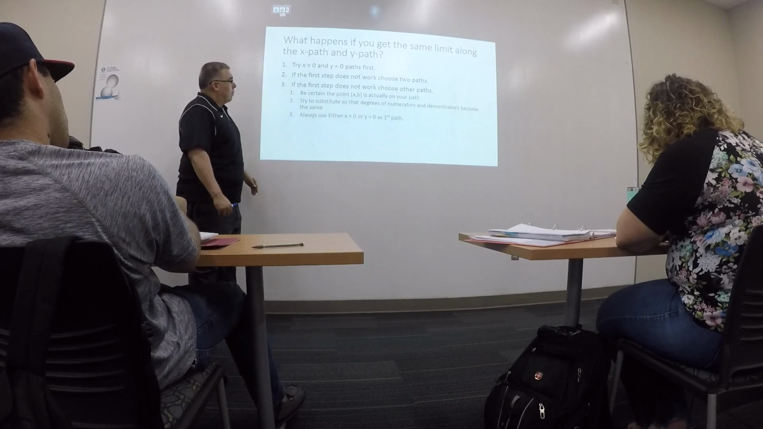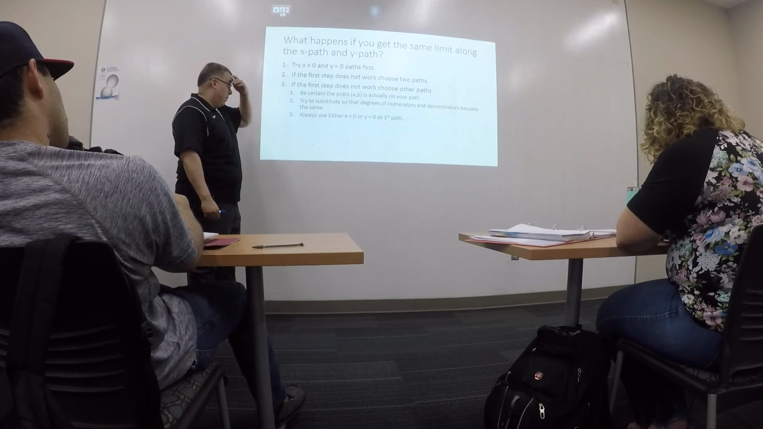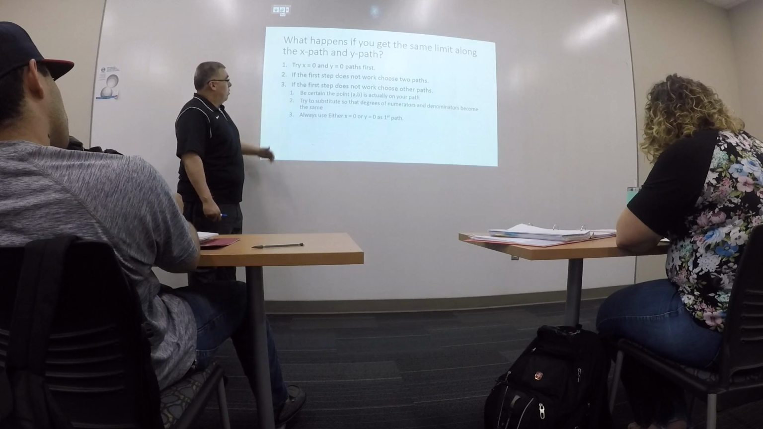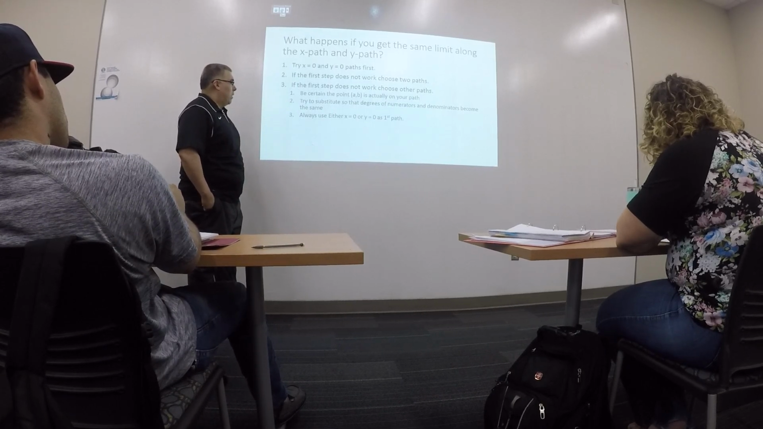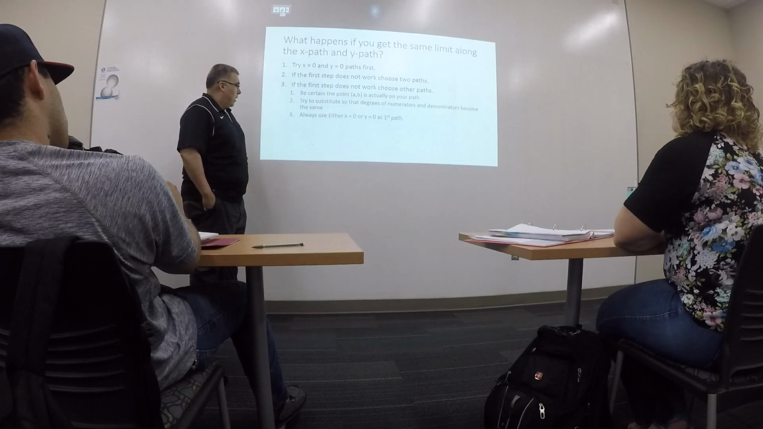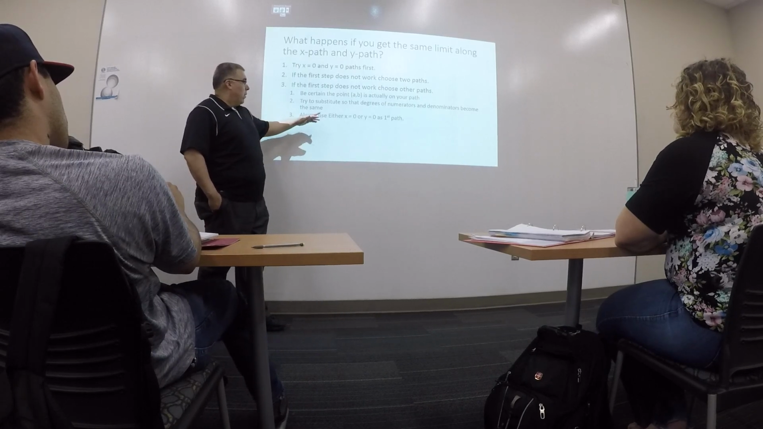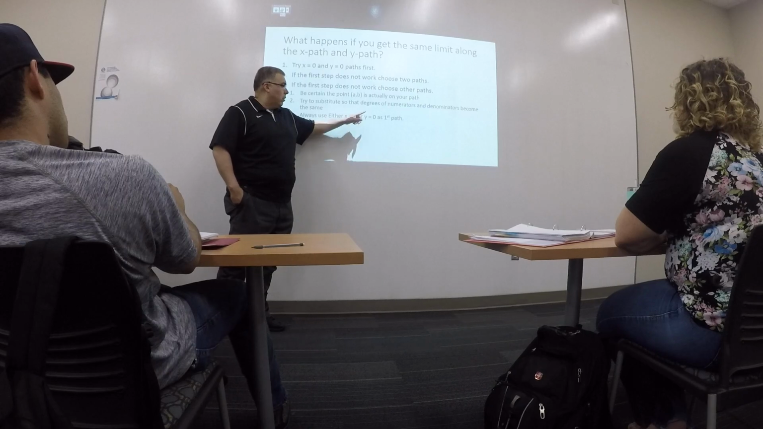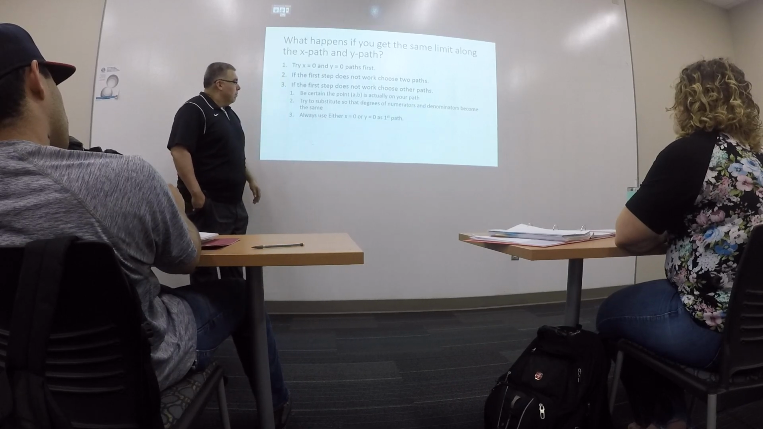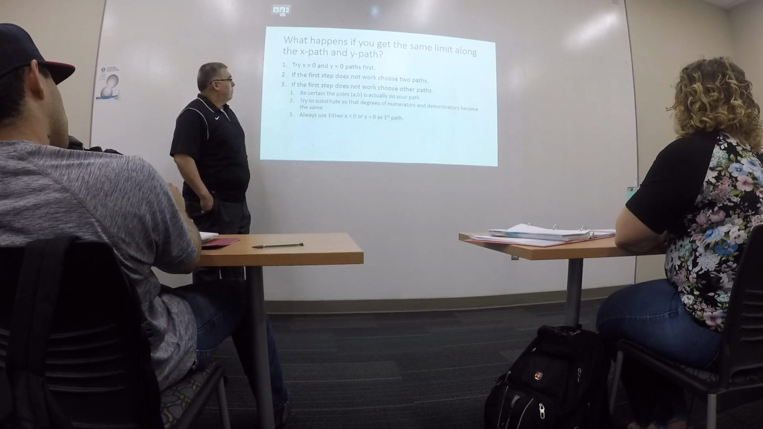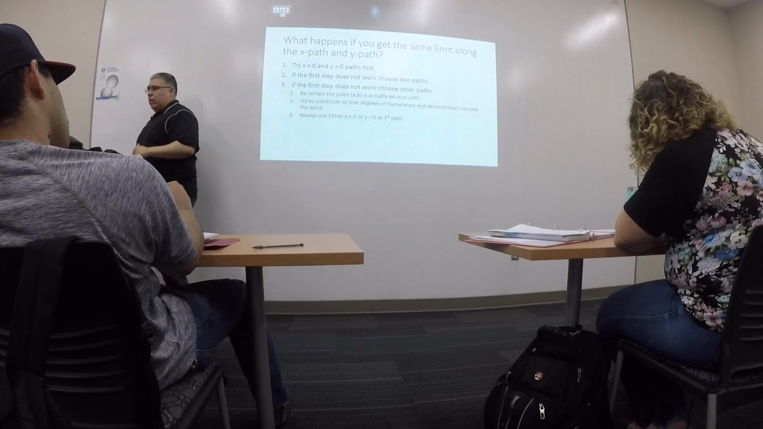Number one, be certain that the point (a, b) is actually on your path. Number two, try to substitute so that the degrees of the numerator and denominator become the same. And number three, always use either x equals 0 or y equals 0 as your first path. I'm repeating myself over and over again, but when I show you, this will make more sense to you.